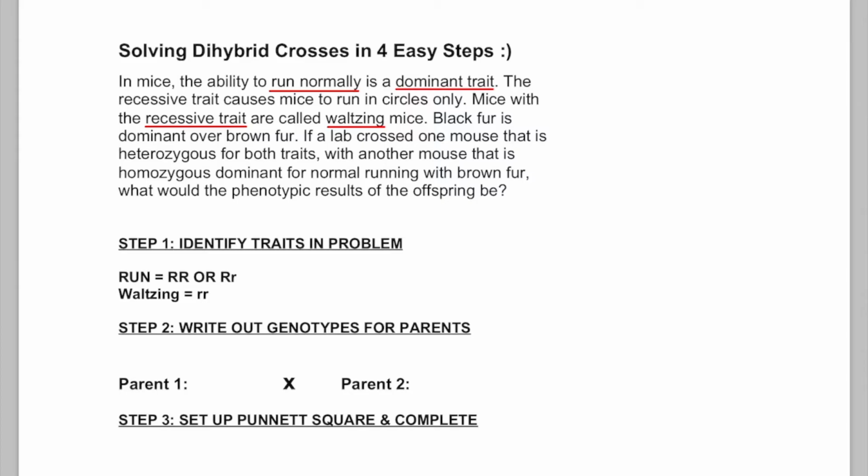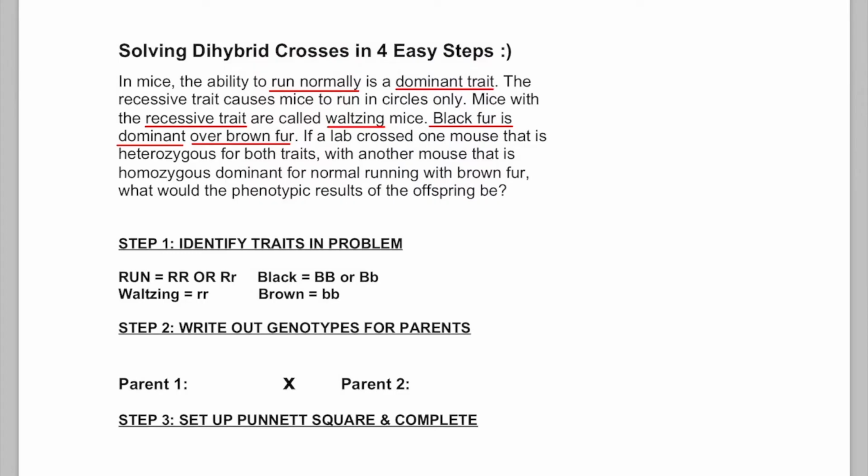But for now, let's read on to get to the information for the second trait in this problem. Black fur is dominant over brown fur. I'm going to underline this information. Then write out the phenotypes and the genotypes for this trait. For black fur, I'm going to use the genotypes capital B capital B, or capital B, lowercase b. And for brown fur, I'm going to use the genotype lowercase b lowercase b, because brown fur is the recessive trait.